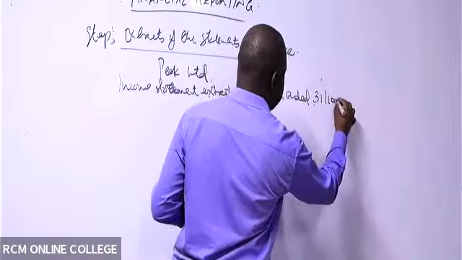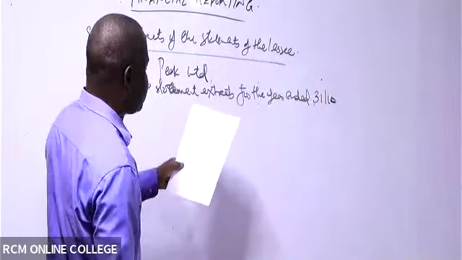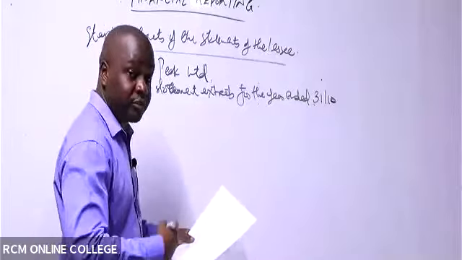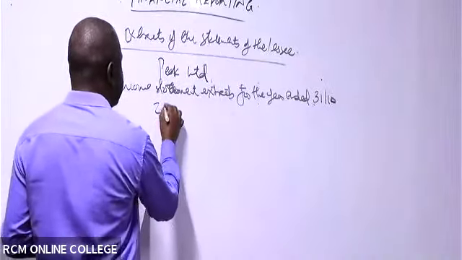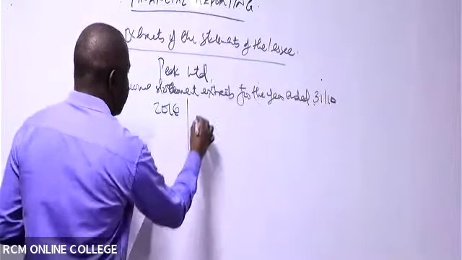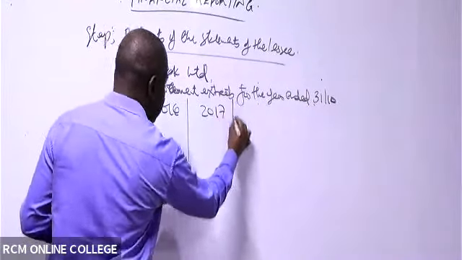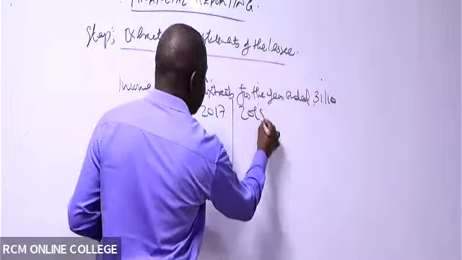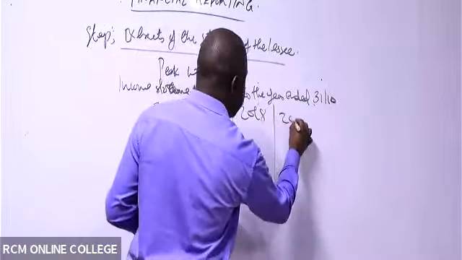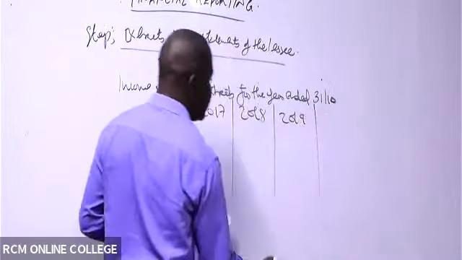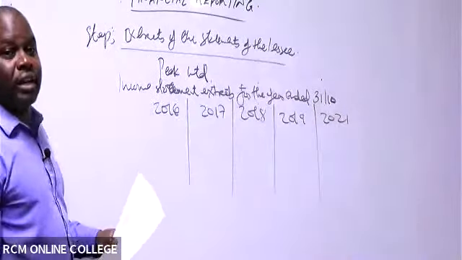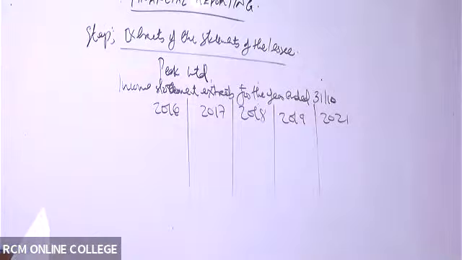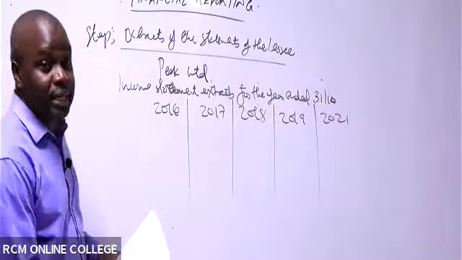The first financial year ends on 31st of October 2016, on the 1st of November 2015. So we have 2016, 2017, 2018, 2019, and then 2020. See, 5 years, in Peak Limited.